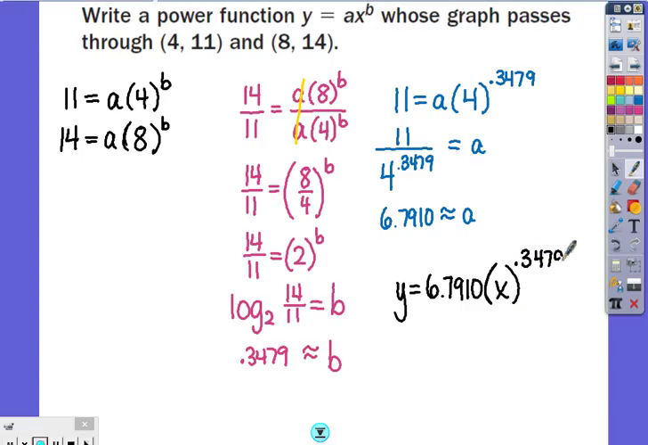Now, if you go back and you check your answers on these, remember we did some rounding, so when you plug in a 4 for x, you might not get exactly 11, but it should be darn close.